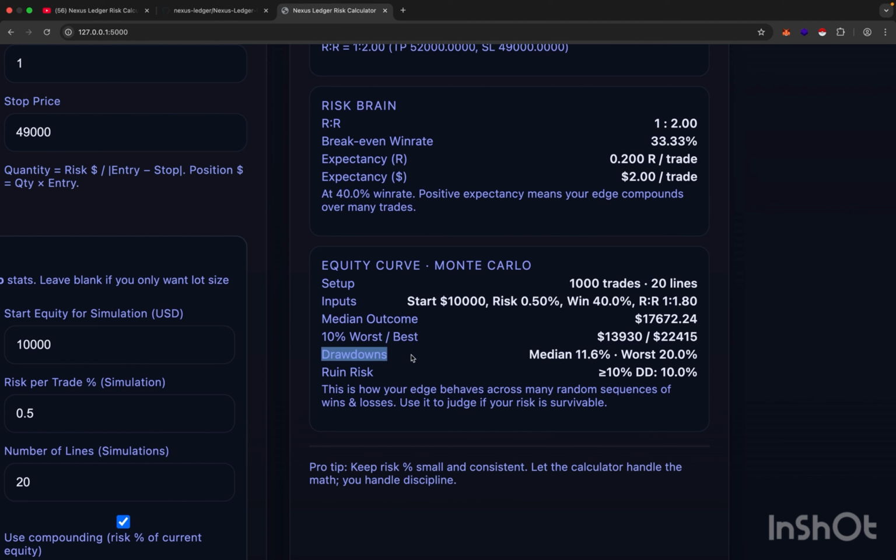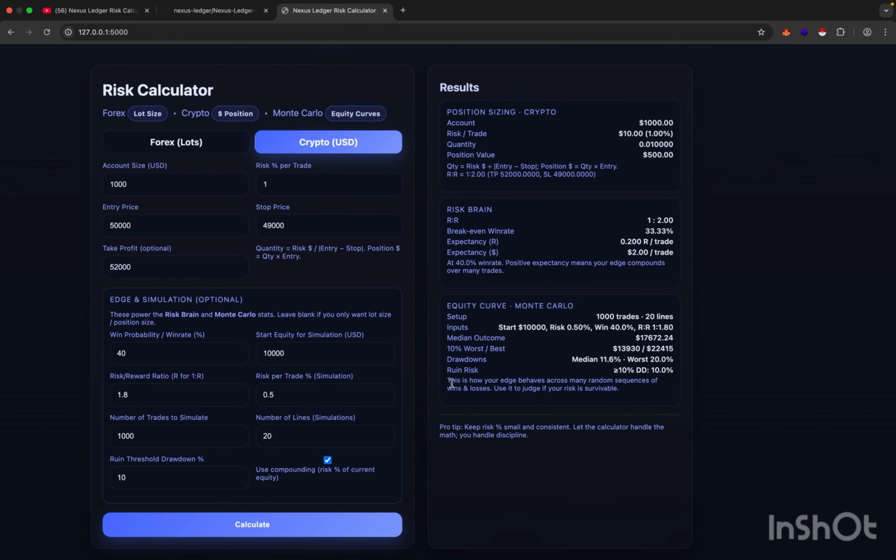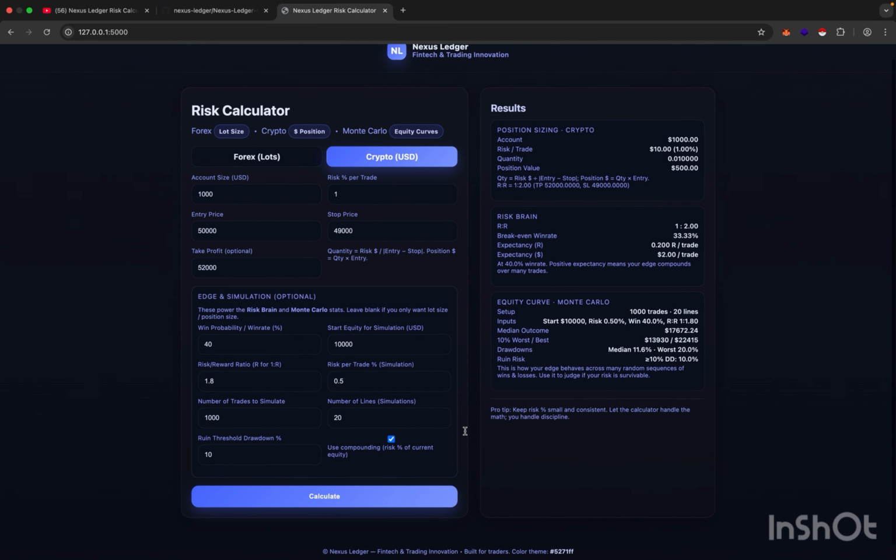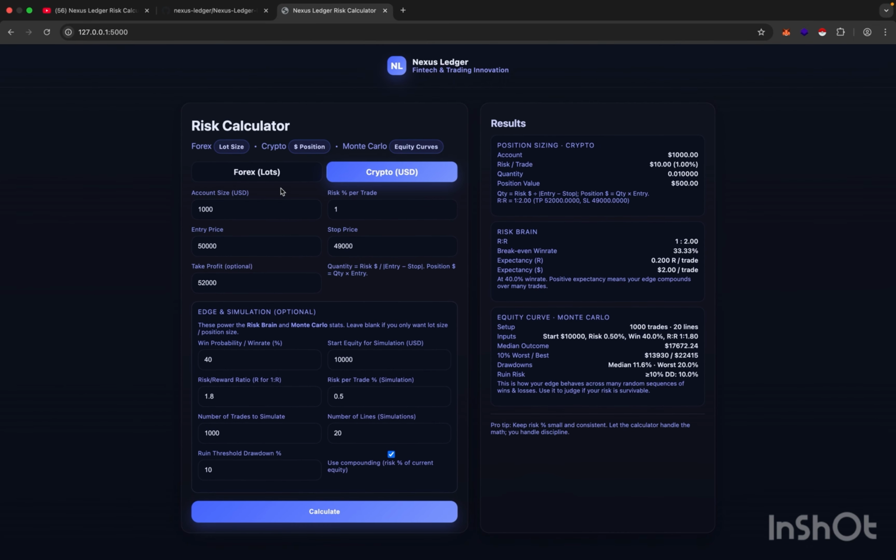So the median drawdown that could happen is 11%, right? But the worst drawdown that could happen is 20%. This is through the simulations it went through. So this is how your edge behaves across many random sequences of wins and losses, so you can use it to judge if your risk is survivable, right? So this is the whole thing and why we built it.